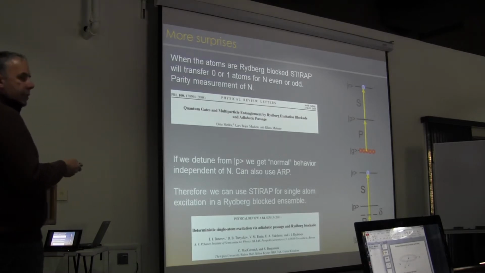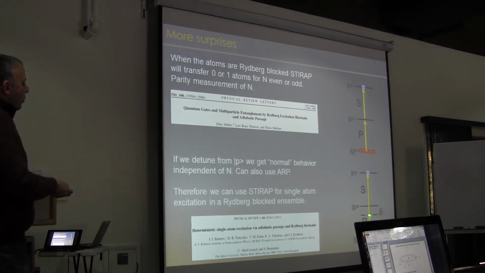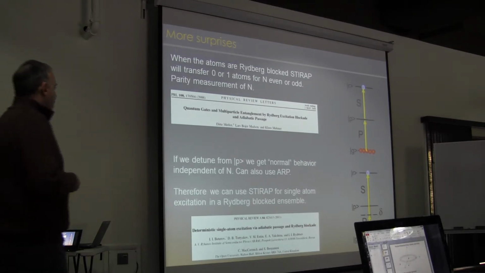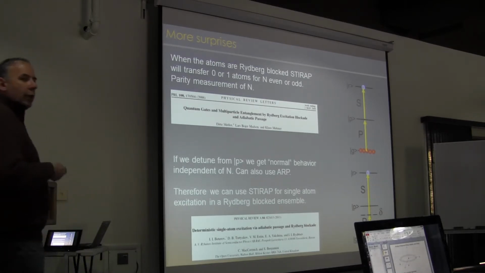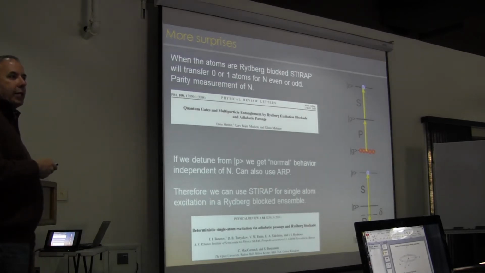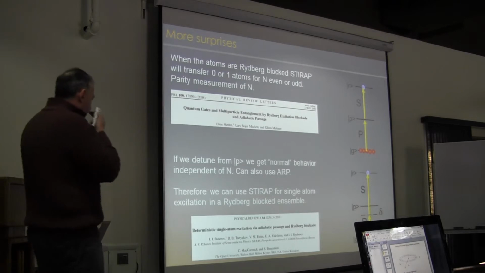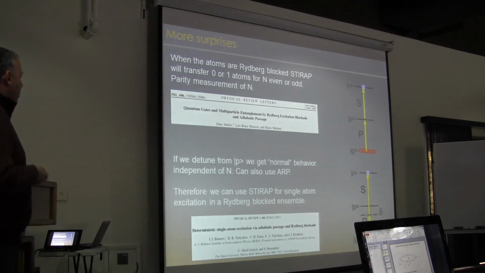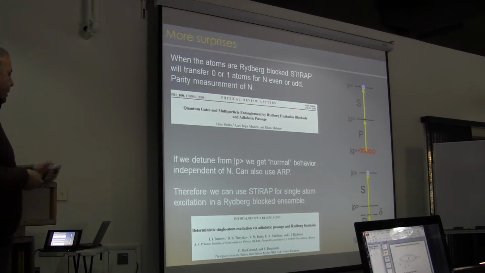If instead we make a slight modification and detune the lasers from the intermediate level by an amount delta, which is large compared to the Rabi frequencies, then the STIRAP will always give us one atom excitation, irrespective of the parity of the event. So this was pointed out by the Novosibirsk group a couple years later. This suggests that we can indeed use STIRAP for single atom excitation. We just need to detune from it.